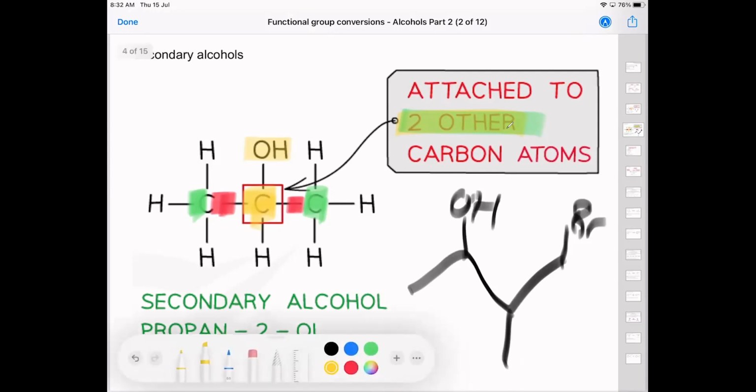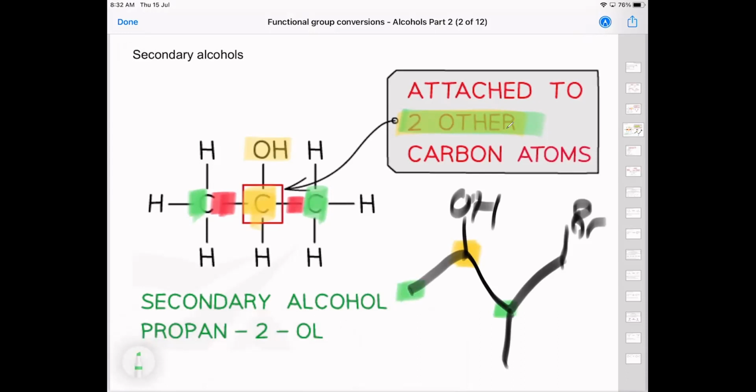So I'll highlight it for you here. There's the yellow carbon that it's firstly attached to. And then the 2 green carbons would be, not yellow, green, that green one and that green one over there. So that would be a secondary alcohol. Cool, any questions? You happy with that?